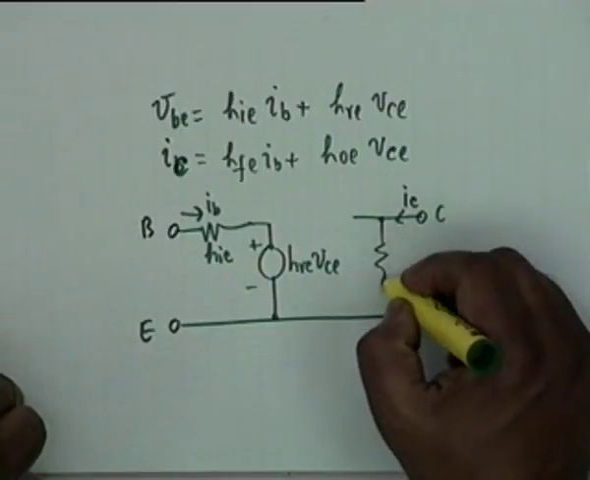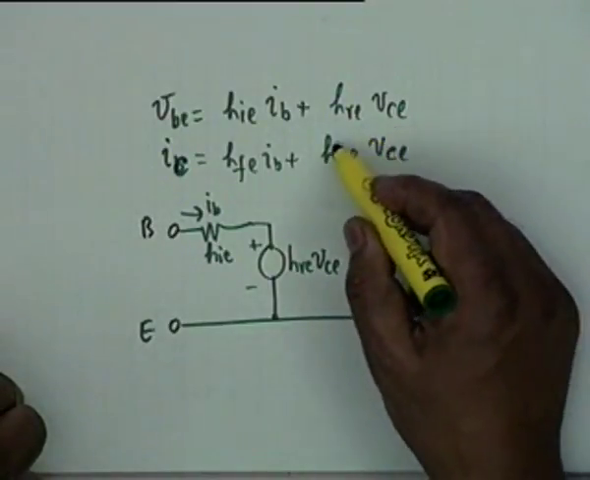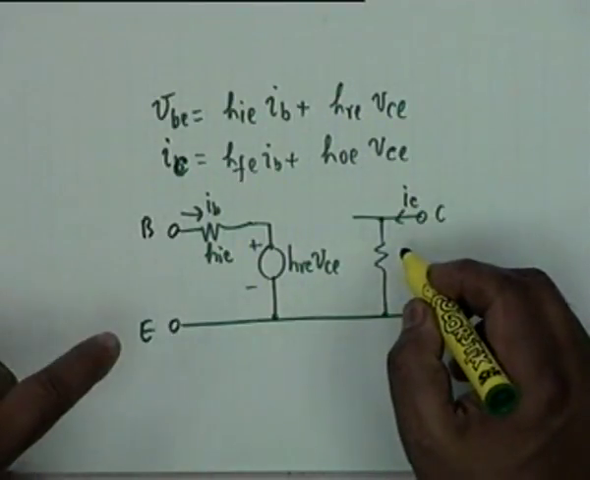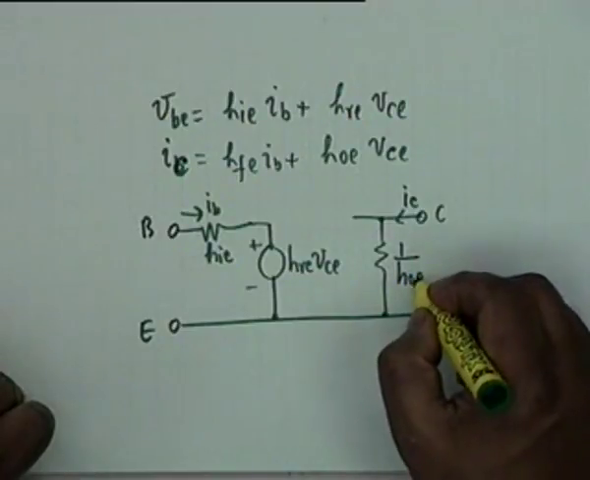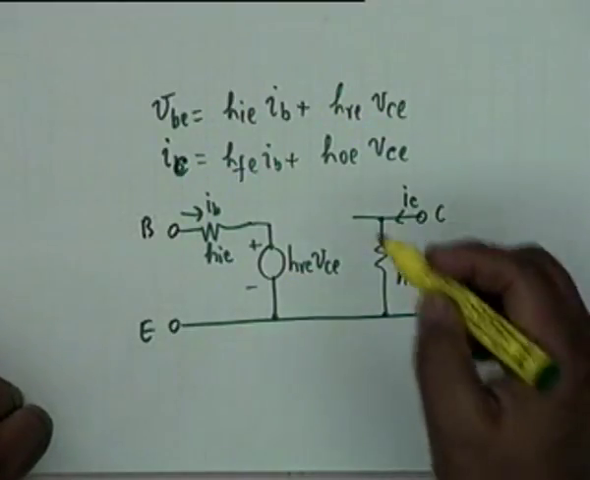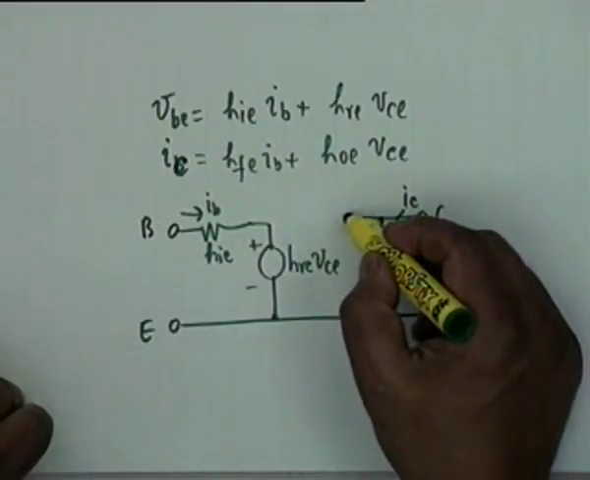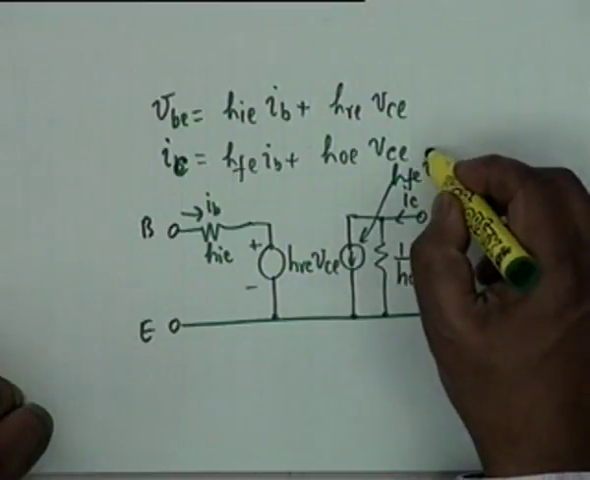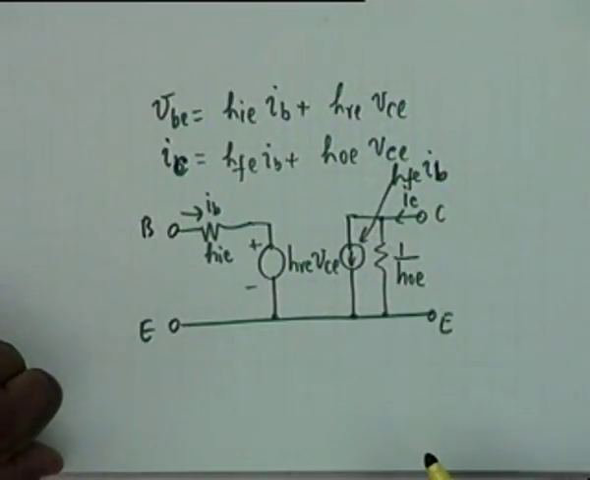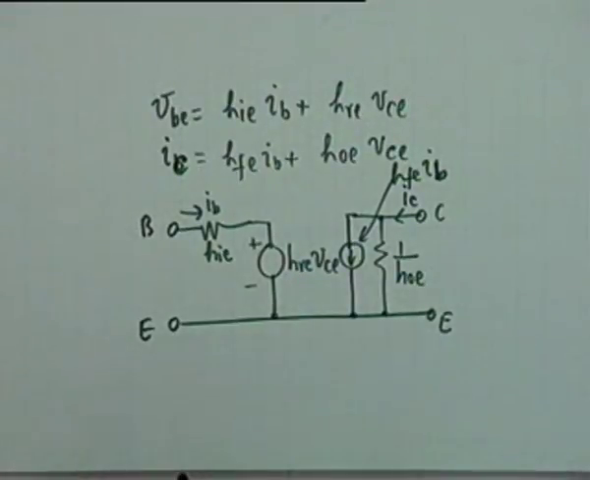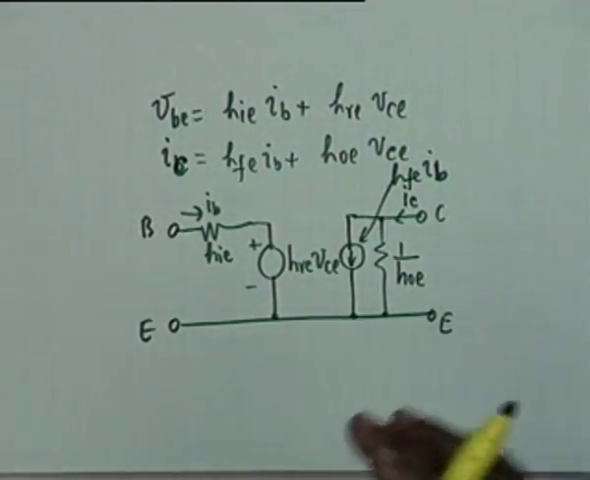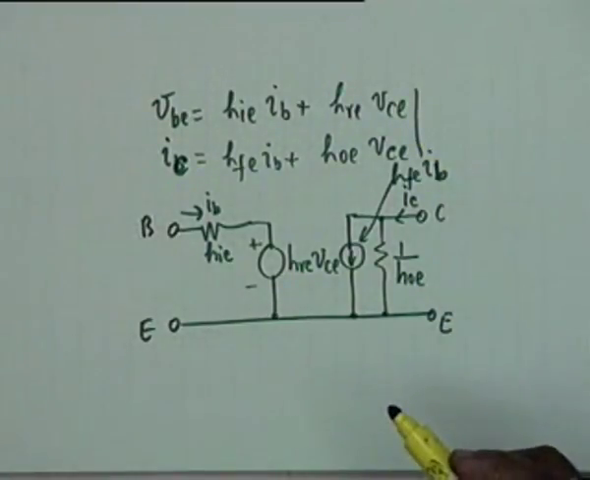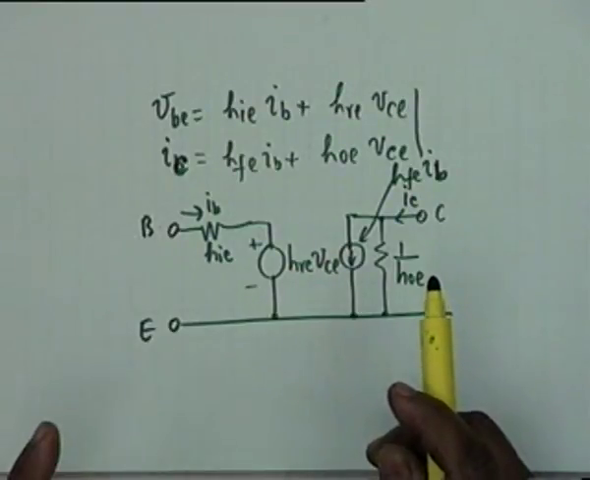One is HOE VCE, and HOE is an admittance. So if I want to write in terms of resistances only, I should write 1 by HOE, and then a current controlled current source. So I have HFE IB. And if you look at this equivalent circuit, this is an equivalent circuit that we have artificially constructed from these relationships by using two controlled sources.